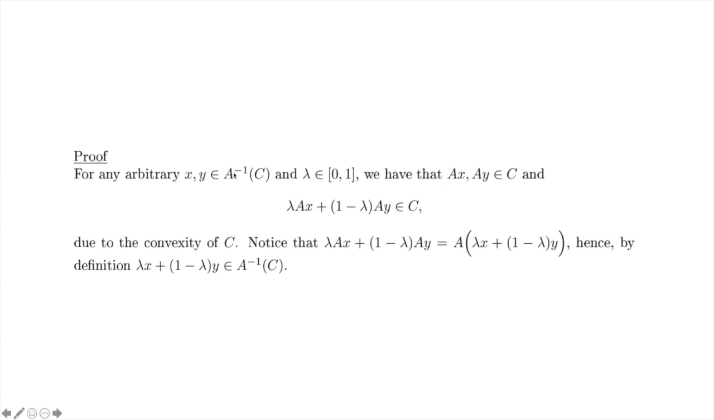For any x and y in the set and lambda between 0 and 1, we know that Ax and Ay are in C. And because C is a convex set, we know that lambda Ax plus 1 minus lambda Ay is in C. So if we change the order of summation and multiplication, we see that this expression could be written as A multiplied by lambda x plus 1 minus lambda y. Hence, by the definition, lambda x plus 1 minus lambda y is in the inverse of C, because A multiplied by this vector is in C, and this is the way that we defined this set. And so, because for every x and y in the set, and for every lambda between 0 and 1, we have this condition, then we know that this set is convex.